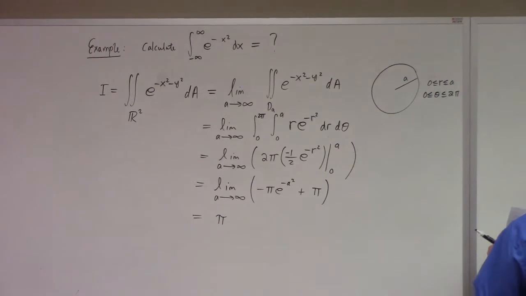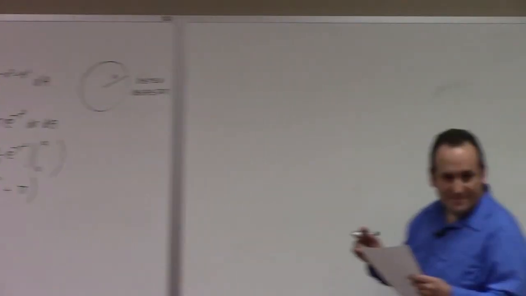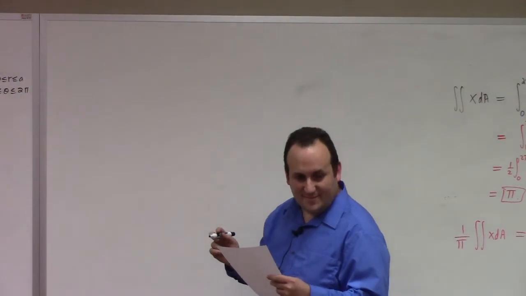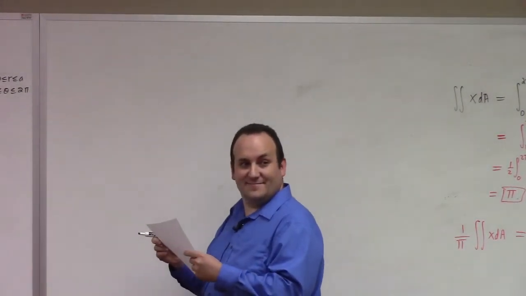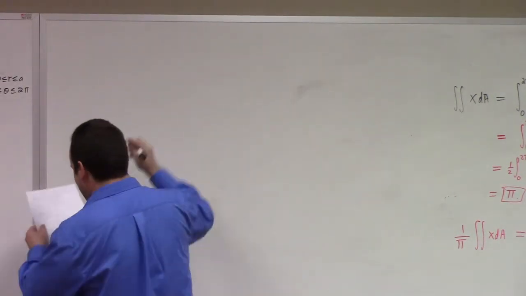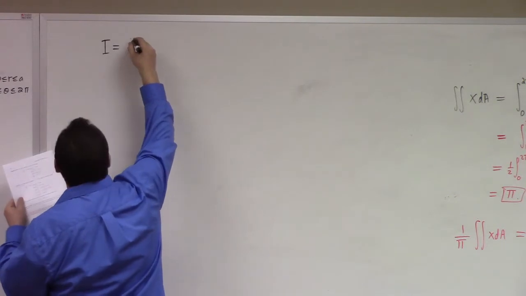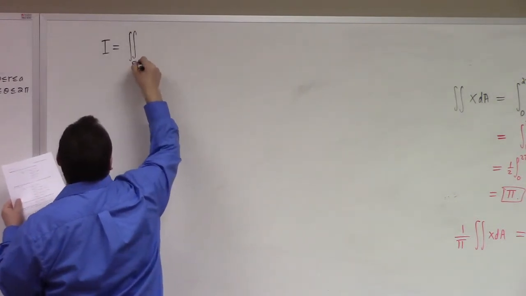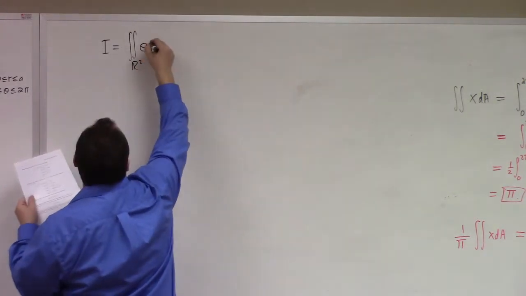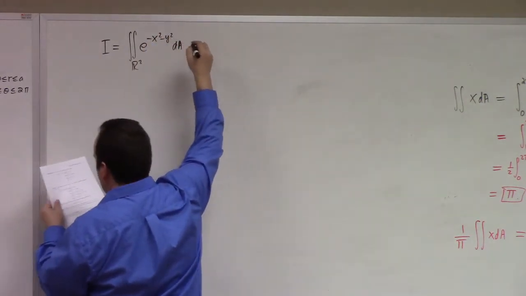I mean, you can look at it and take it for what it's worth. Oh, I'm not done yet. So, was there a question? Should have expected. Let's see here. Integral over R2 e to the minus x squared minus y squared dA. Okay, great.